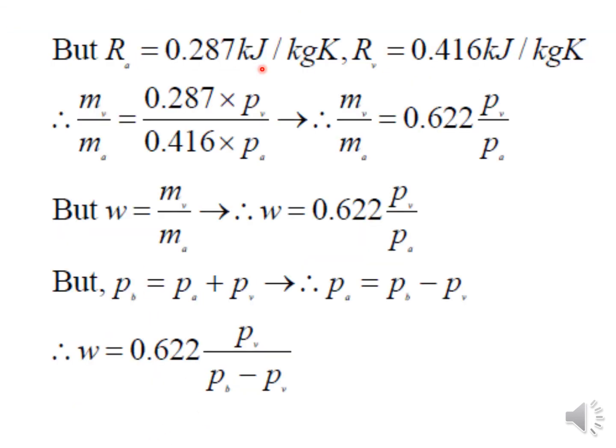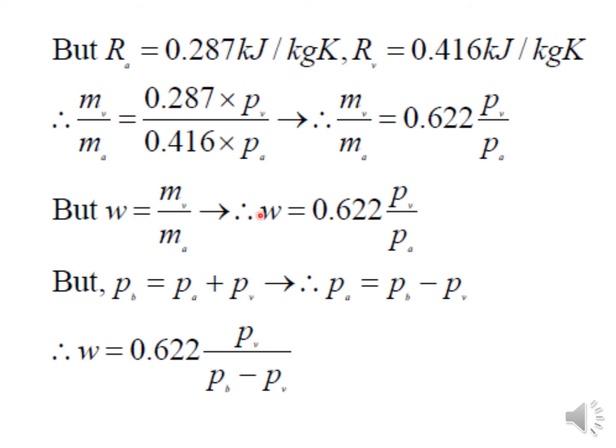Next, RA is equal to the value we have for air, 0.287 kilojoules per kg Kelvin. RV for vapor, we have not seen in the examples till now, is 0.416. Keep it in mind, this value is also very important in solving examples. So RA is equal to 0.287 and RV is equal to 0.416. Substituting in the previous expression, we get MV by MA equal to 0.622 PV by PA. But MV by MA is what? W.